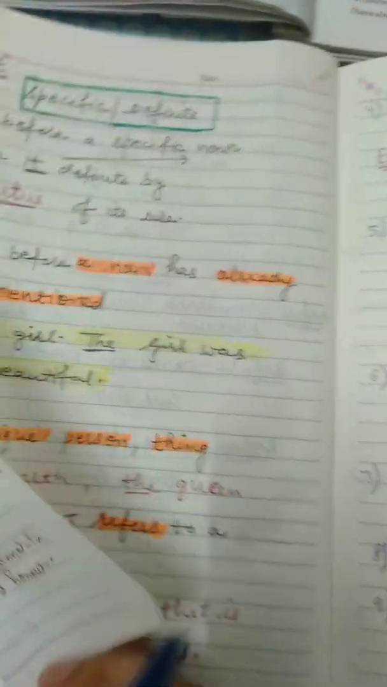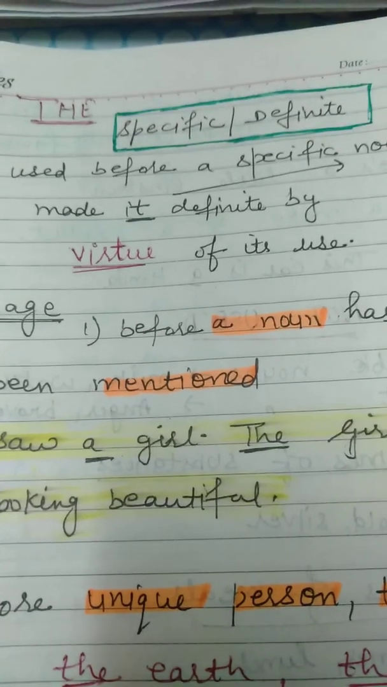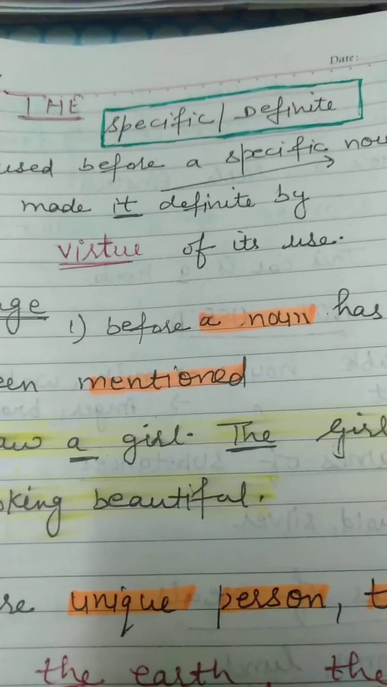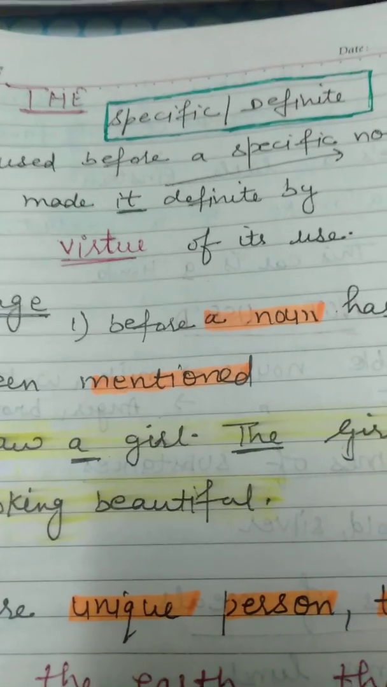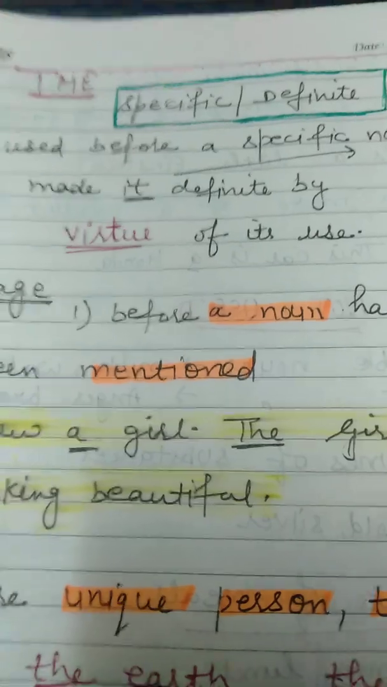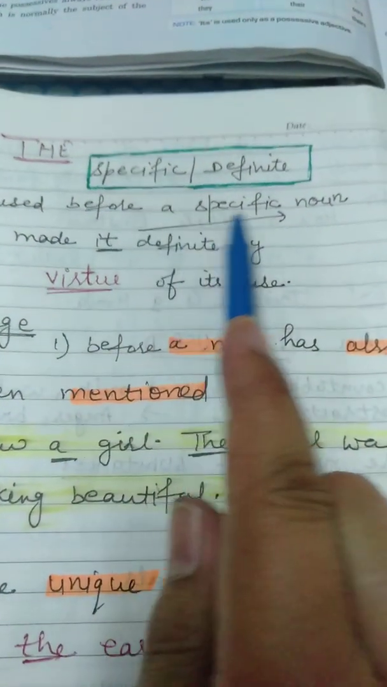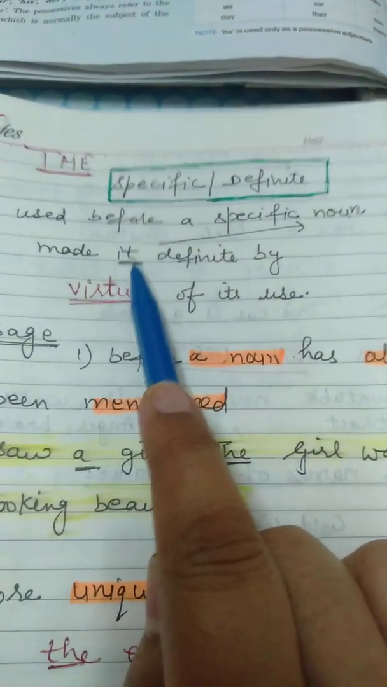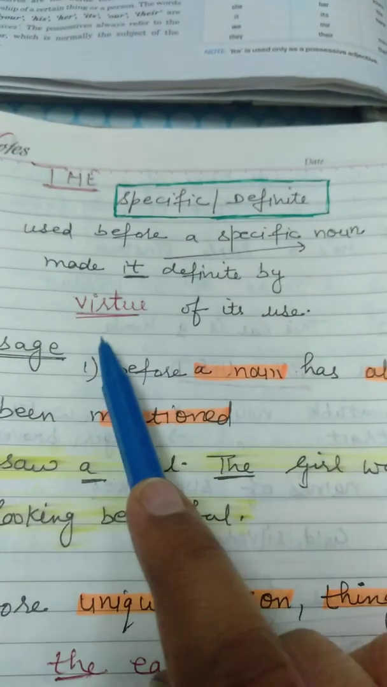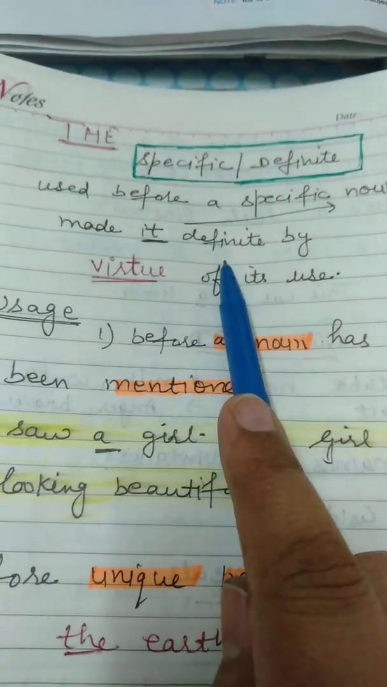Okay, let me move to the next. So here we have learnt about a and where to use or where not to use. Now we will learn about the. The is a specific definite article which is used with special, unique things. So it is used before a specific noun, made definite by virtue of its use. Virtue means quality of its use, it makes that special.